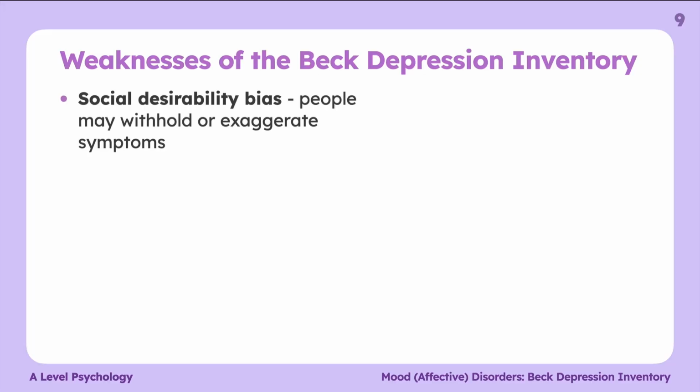A significant weakness is that it relies on self-reporting data, which means the person taking the test will report the data, which can be affected by social desirability bias. Now, what that means is people might withhold important information or exaggerate their symptoms depending on what they think will lead to better services or support. Someone might underreport suicidal thoughts because they're afraid of being hospitalized, but someone might overreport symptoms if they believe it will get them faster access to treatment.